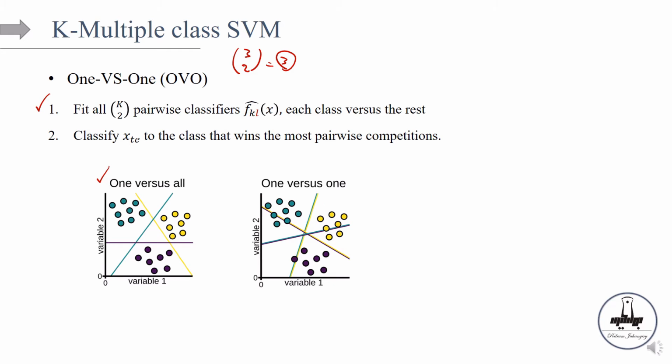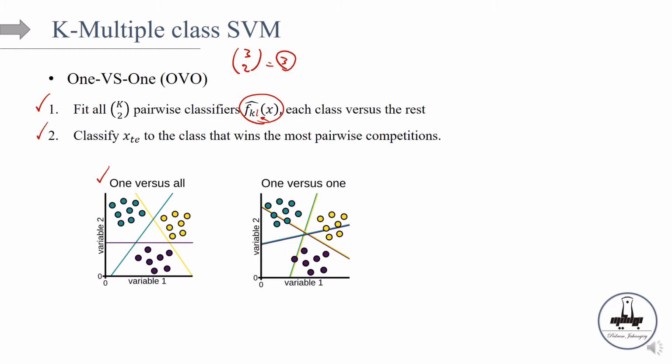And then we're going to report f hat of k and l, the one that we're going to compare it with. Each class versus the other one, actually, the other pair. Then we are going to classify the X observation in the test set to the class that wins the most of the pairwise competition. Okay, so let's see how it's done in practice.